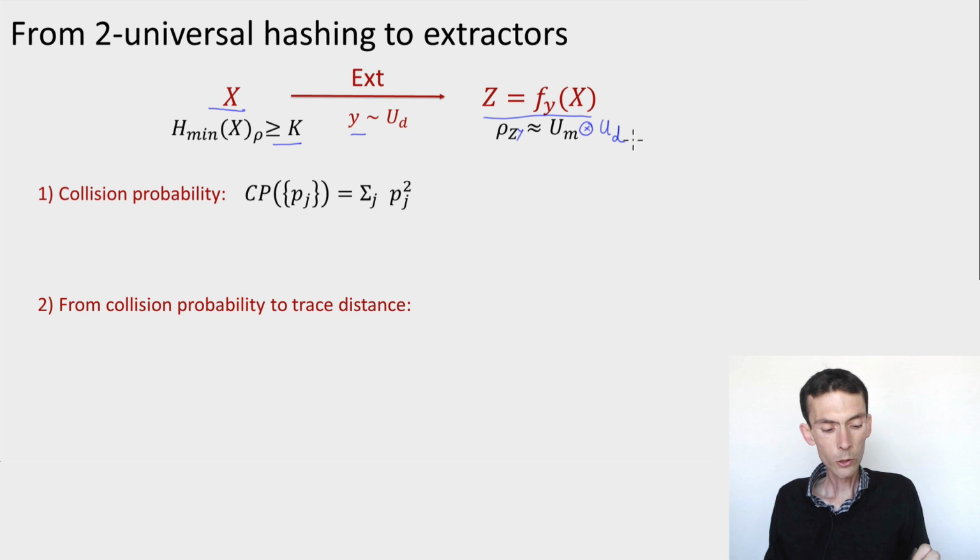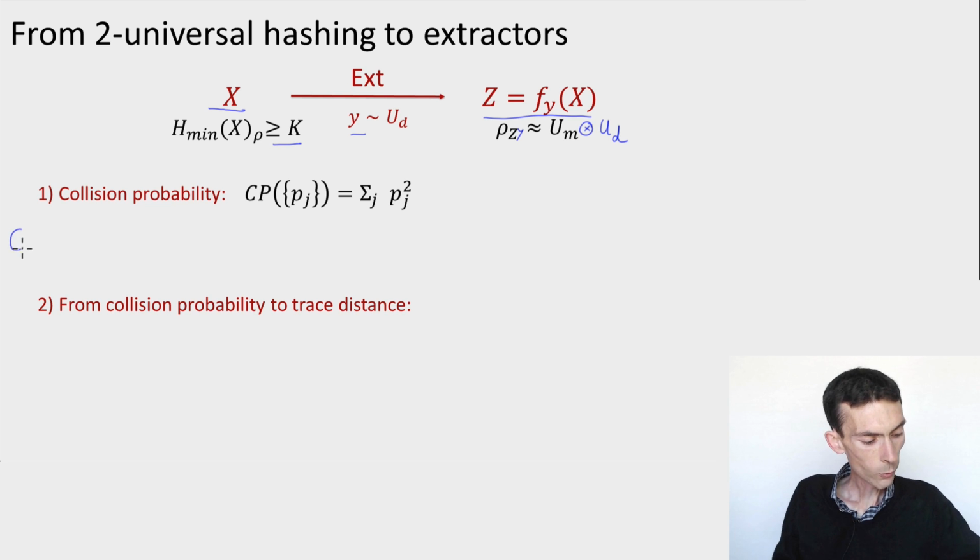In the first step, we're going to bound what's called the collision probability of x and y. The collision probability of a distribution in general is just the sum of the squares of the probabilities of that distribution. Intuitively, the lower the collision probability, the closer to uniform the distribution is. And in the second step, we'll make that intuition formal by bounding the trace distance or the statistical distance, since we have classical variables here, between the output z and y and a uniformly distributed pair of strings as a function of their collision probability. Let's start by bounding the collision probability.